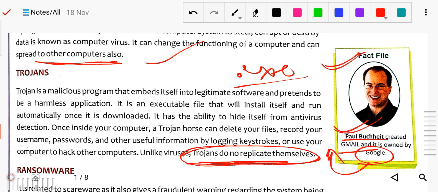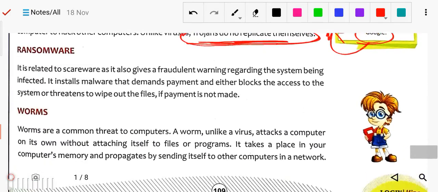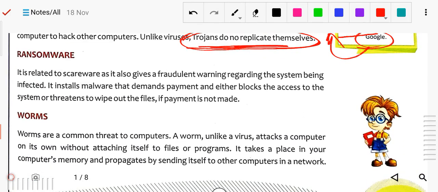Okay, now next we have the ransomware. So what is ransomware? It is related to scareware. It also gives a fraudulent warning regarding the system being infected. Fraudulent means wrong information will be given, like your system is under threat or there is some problem in your computer. So it will ask you to install malware that demands payment or blocks access to the system, and threatens to wipe out the files if payment is not made.